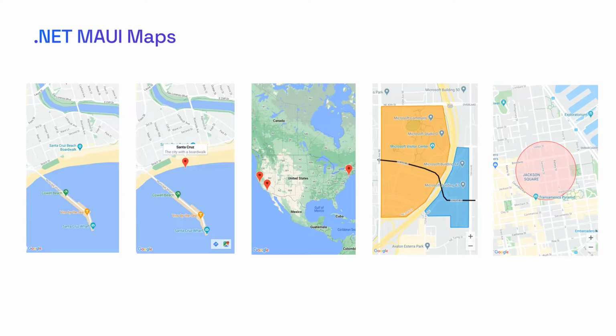You can turn on and off traffic and a lot more. And today, I want to show you how to get set up actually using .NET MAUI Maps, and then of course, how to implement some of these features. So let's take a look.